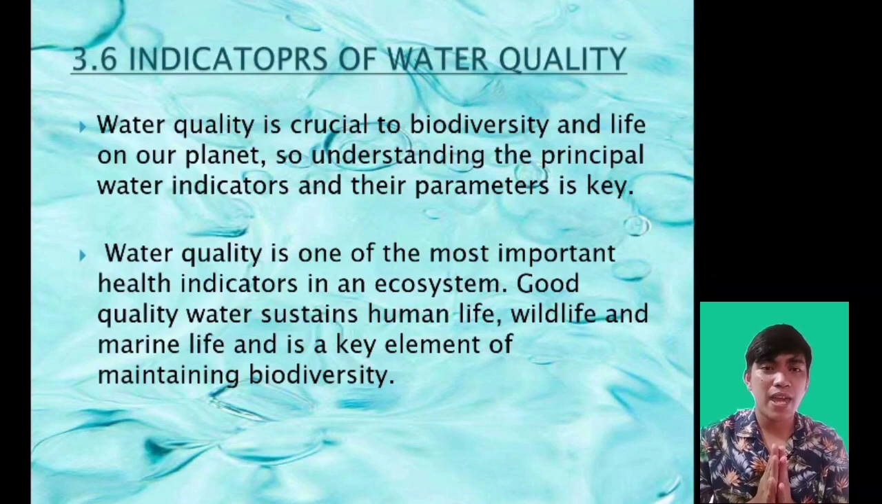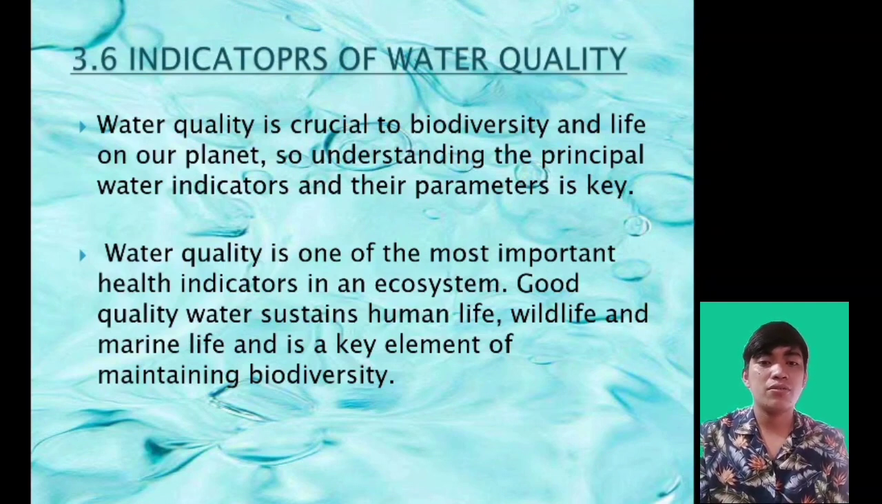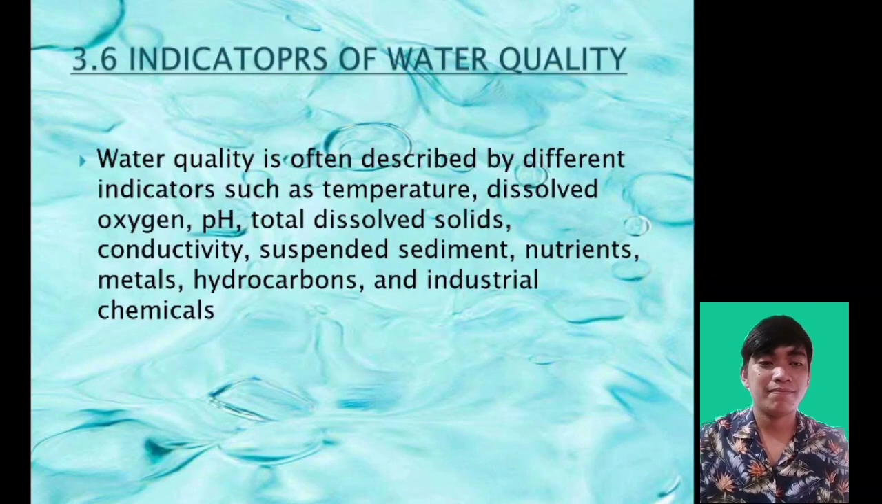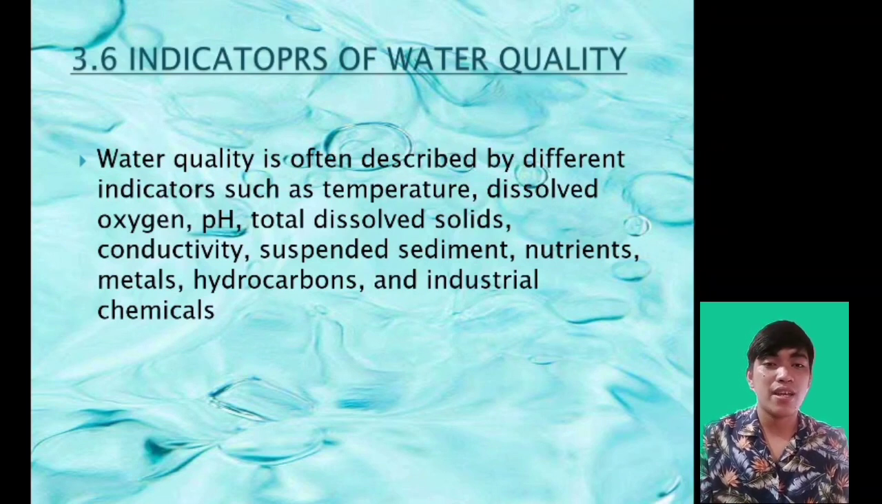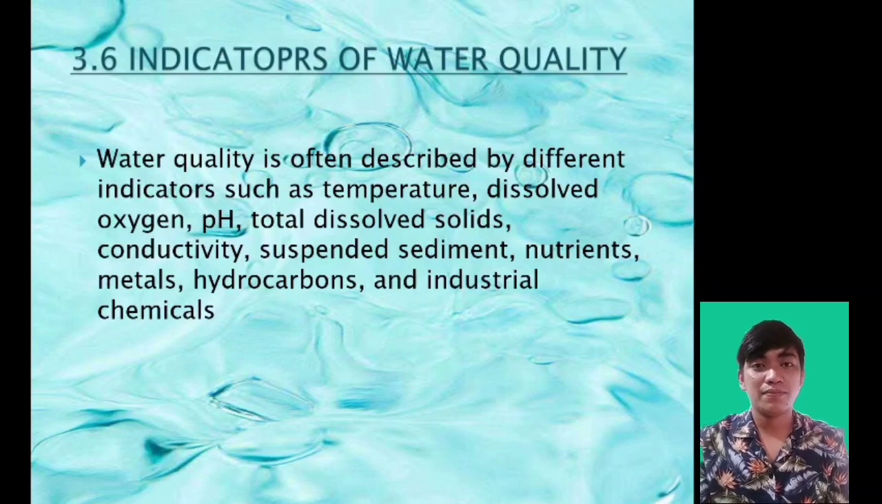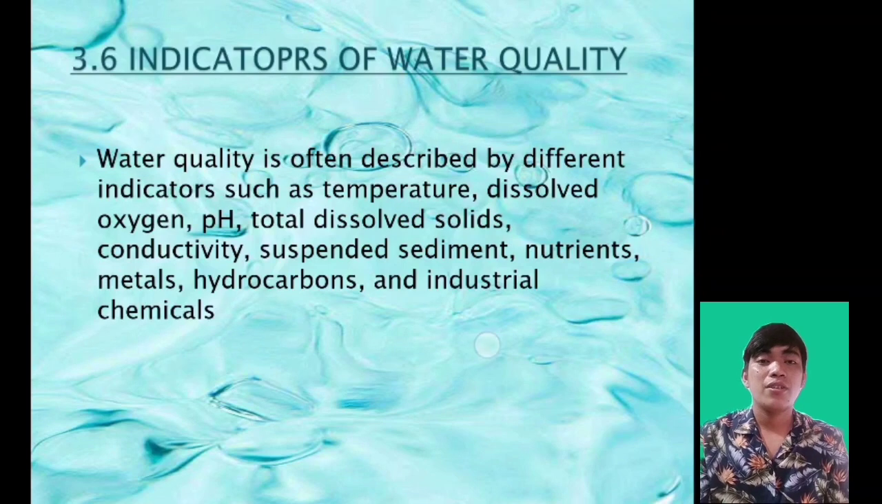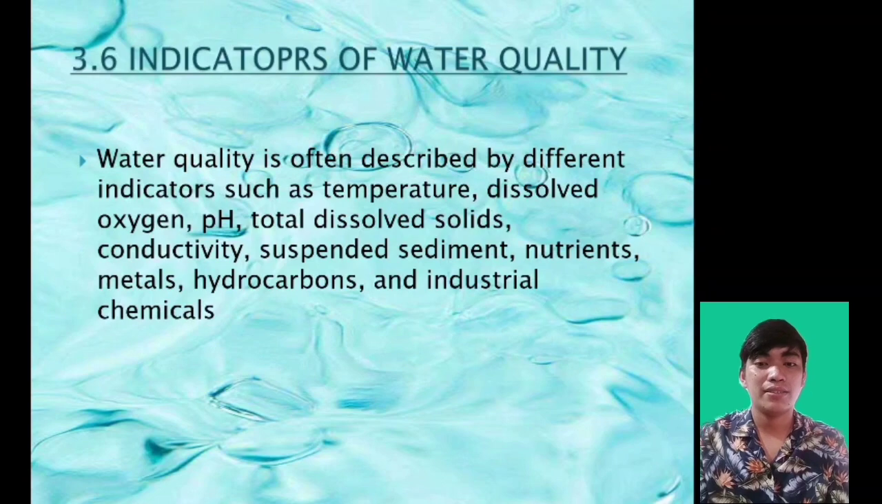Pollution results from many situations. The sources of pollution occur at sea due to shipping and fishing activities, from sewage and wastewater discharges, agricultural and industrial practices, fuel spillage, and global warming. Water quality is often described by different indicators such as temperature, dissolved oxygen, pH, total dissolved solids, conductivity, suspended sediment, nutrients, metals, hydrocarbons, and industrial chemicals.